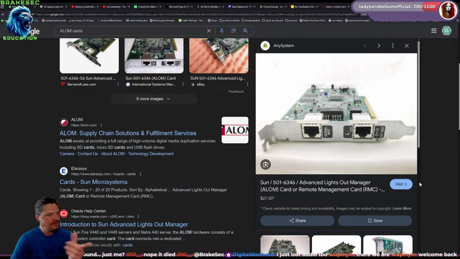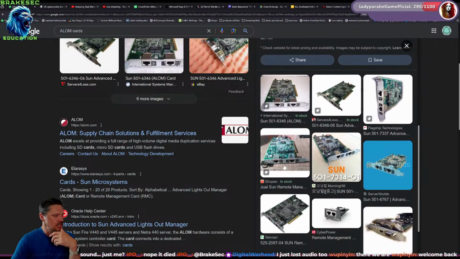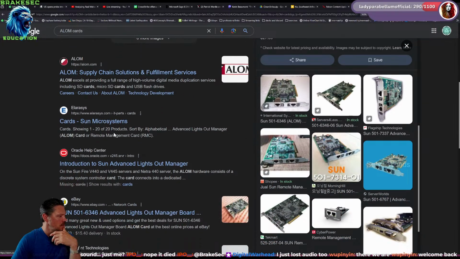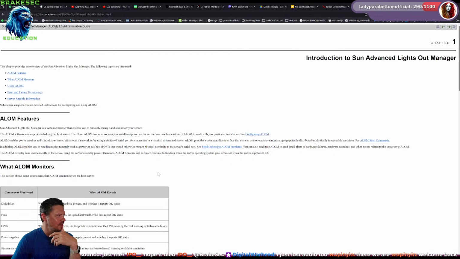So yeah, I love the ALOM and iLOMs. I would have loved to have had those. They have a PCI slot in them, so I don't know if they would still work with Windows, but for $28, if it would work, that's great for a lab, if you want to hook those things up. But yeah, Oracle's introduction to lights out management.